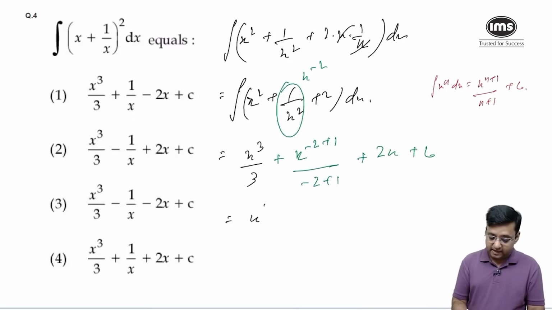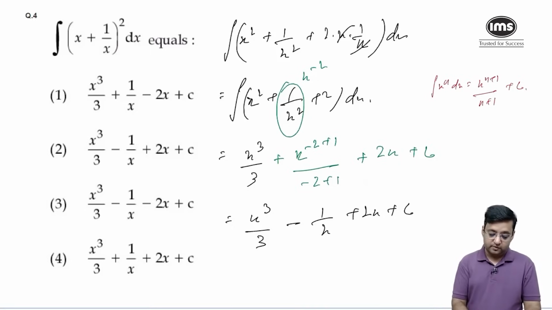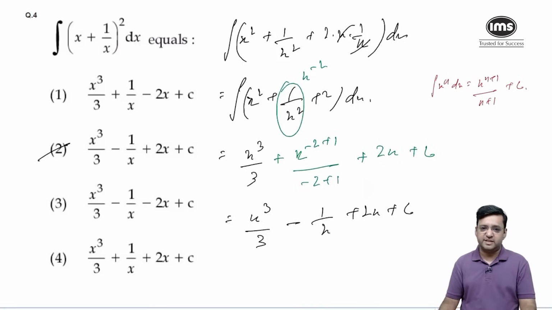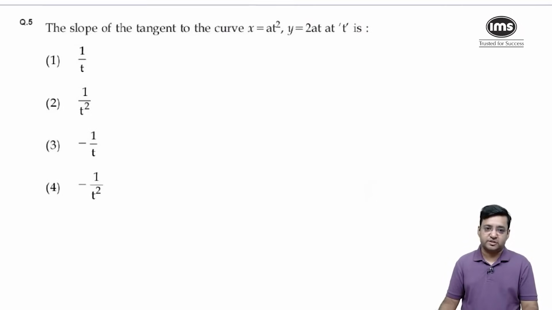This will become x cubed by 3 minus 1 by x plus 2x plus c, which is our option 2. Correct? Very easy. Now moving to the next question.